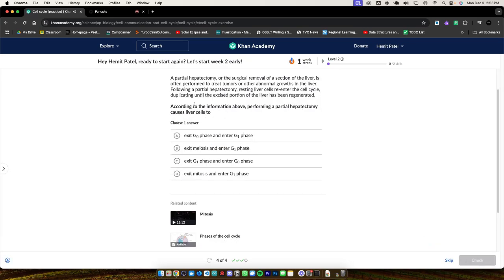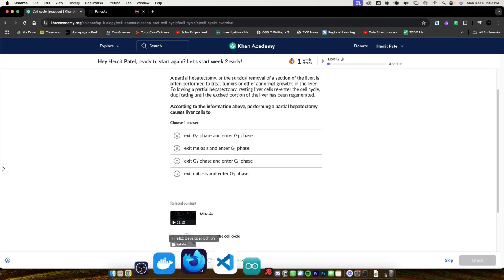All right. A partial hepatectomy, or a surgical removal of a section of the liver, is often performed to treat tumors or other abnormal growths in the liver. Following a partial hepatectomy, the resting liver cells re-enter the cell cycle, duplicating until the excised portion of the liver has been regenerated. According to the information above, performing a partial hepatectomy causes the liver cells to.